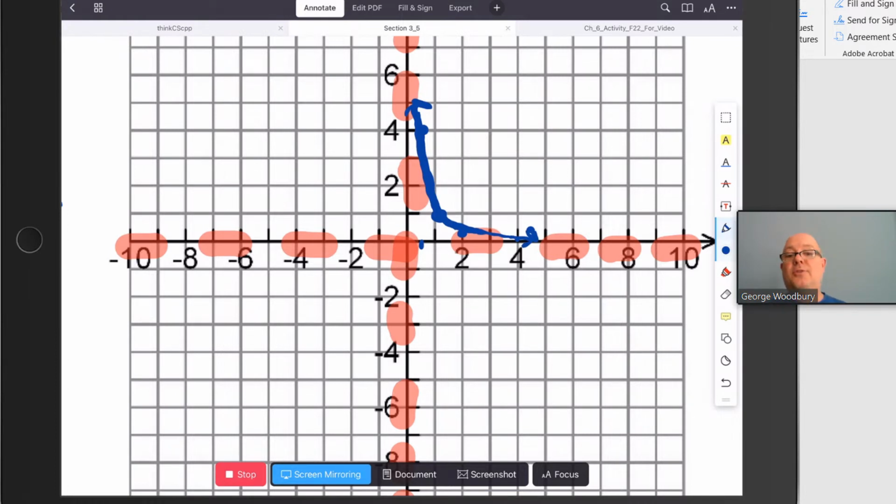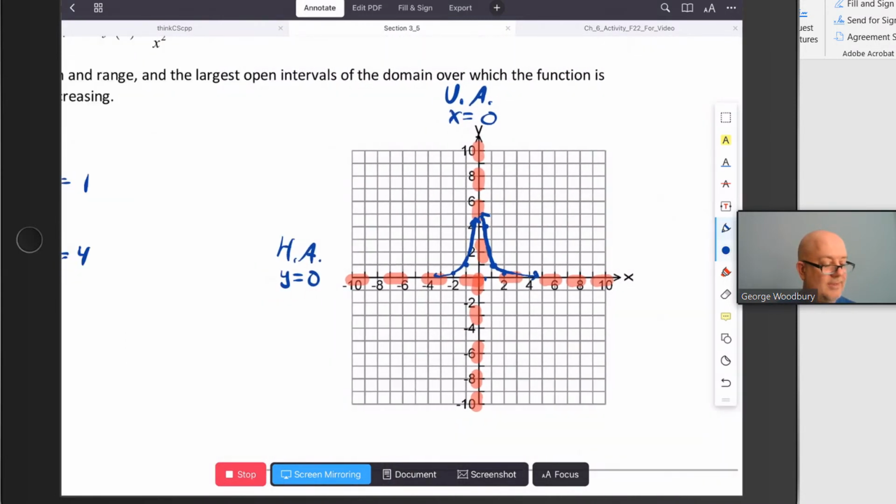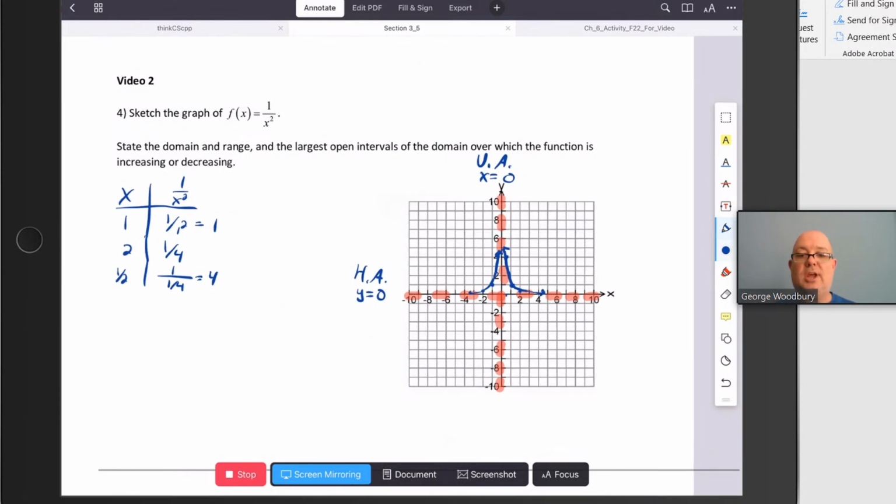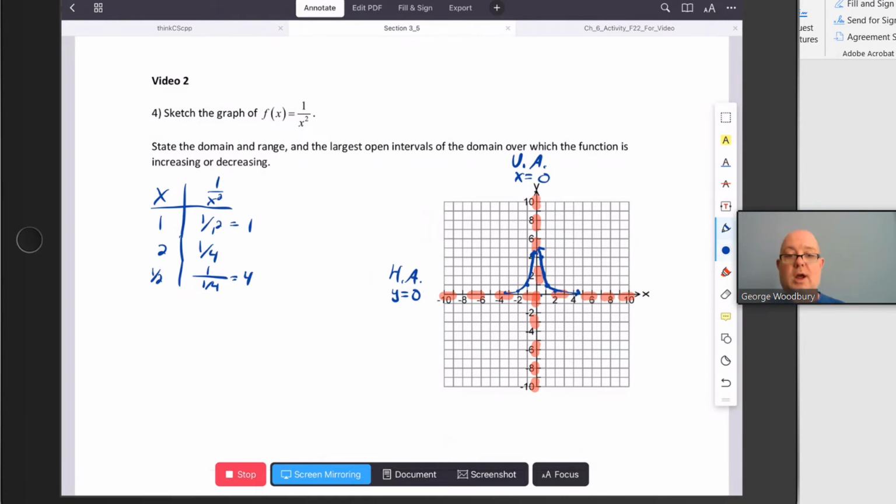The points on the other side are mirror images. So this is symmetric around the y-axis, because when we put in negative x, we get the same function out. So I'm going to just use symmetry to put a point at negative 1, 1, at negative 1/2, 4, and at negative 2, 1/4. And zooming out, that's the shape of the 1 over x squared graph.